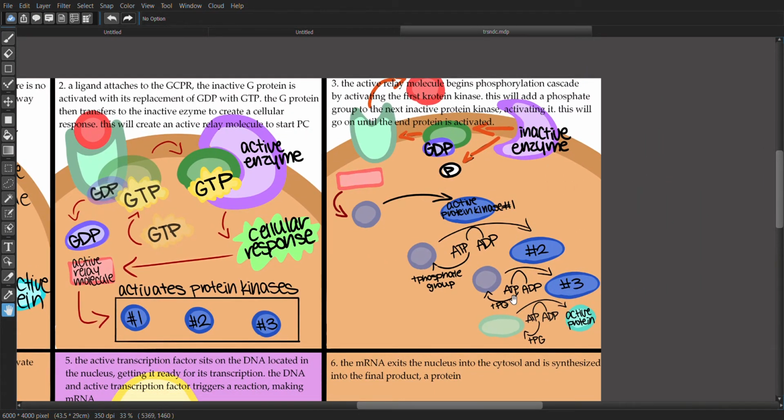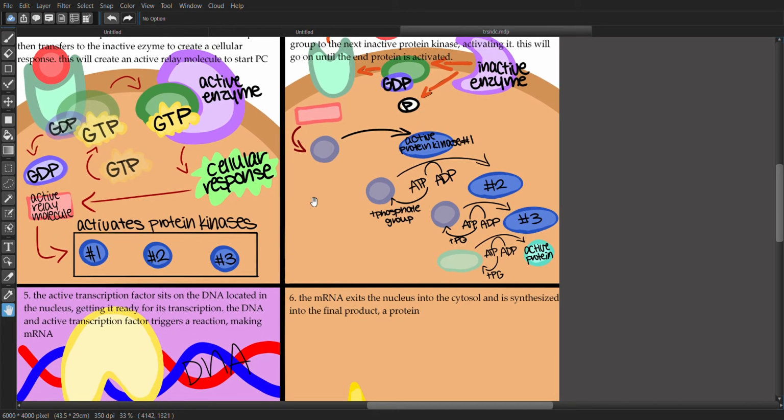But first, before we get to the phosphorylation cascade, once this GTP is used up by the enzyme, it is going to become inactive again. So the G protein is going to be disconnected from this enzyme, and it's going to get its GDP back, and it's going to go back to the receptor as the ligand detaches from the receptor, so it can receive the GTP once again to repeat this cycle.